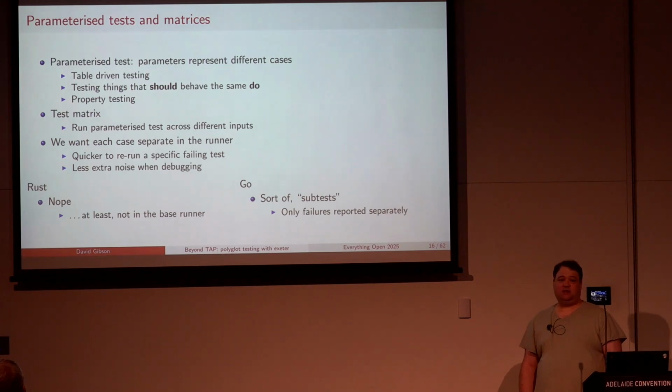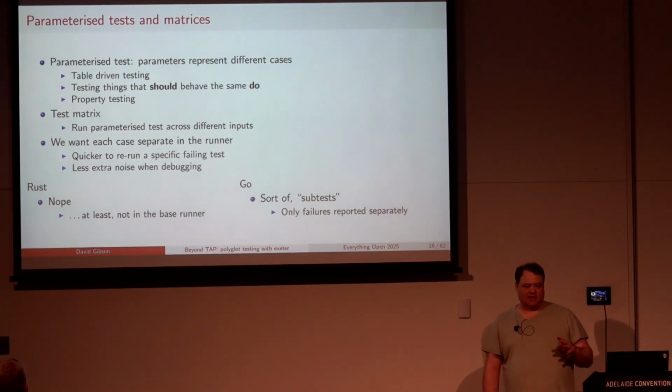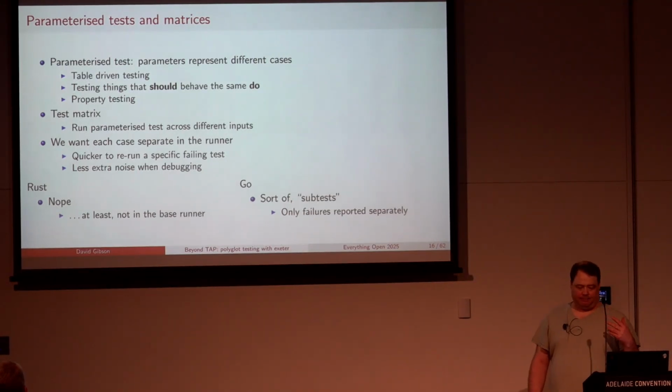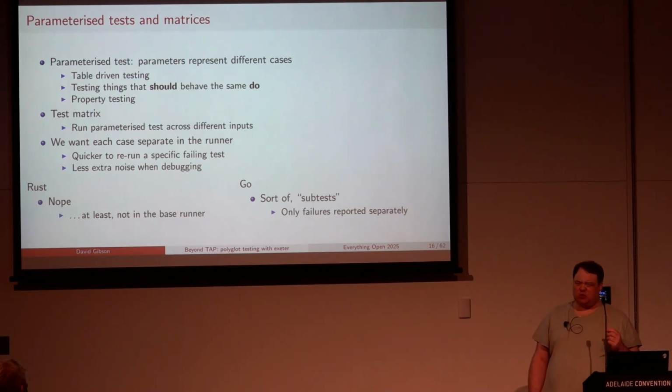So Rust, you can't do this. I mean, there's probably some crate that does it. You can probably do it by futzing with the test runner bits in C, but in the basic Rust testing, what it provides, no way to do that. That's a pity. Go sort of does. It has a thing called subtests, but that only reports failures differently, not successes, which is a little bit weird.